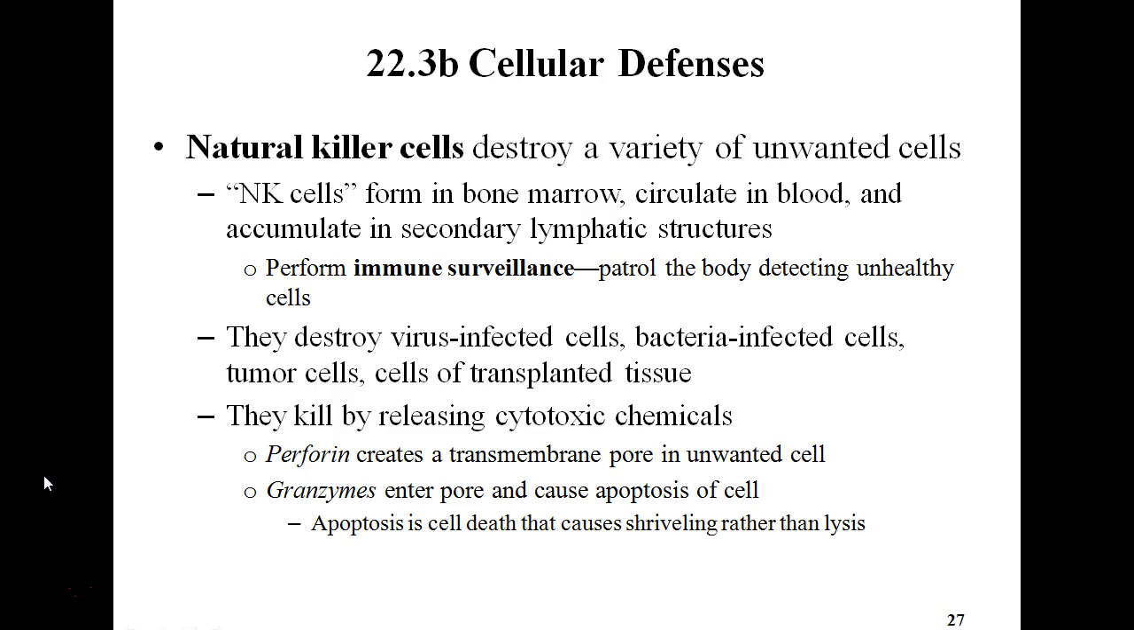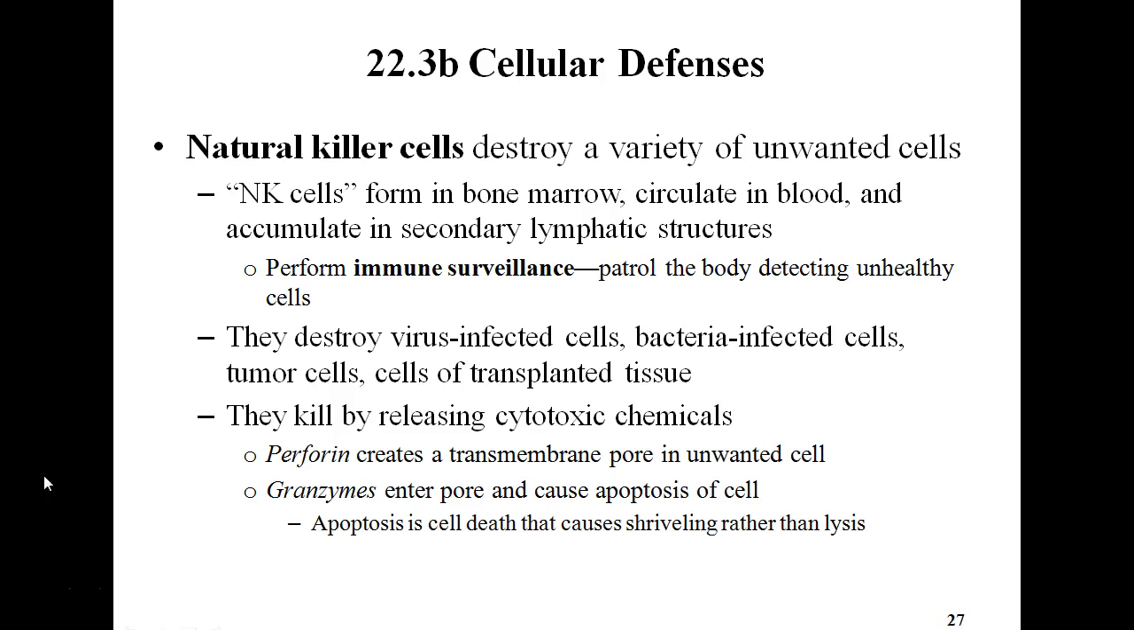Another important cell in the human body are going to be natural killer cells. These natural killer cells destroy a variety of unwanted cells. Things like virus-infected cells, bacterially infected cells, tumor cells, and cells of transplanted tissue are all generally attacked by these natural killer cells. These natural killer cells are formed in the bone marrow. They circulate in the bloodstream, and then they accumulate in secondary lymphatic structures.